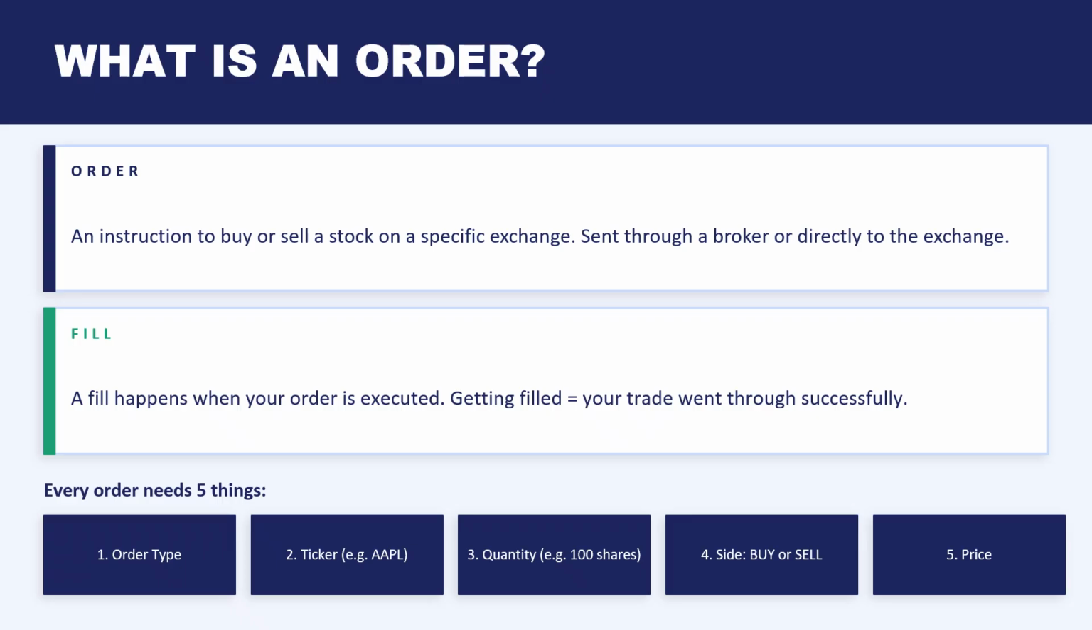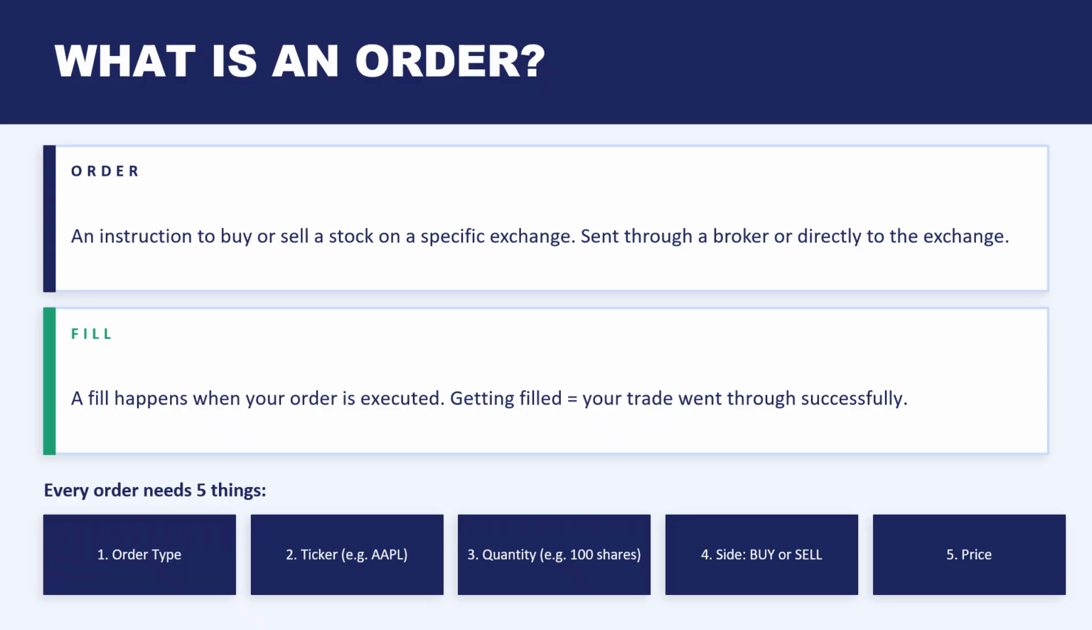So basically, in order to buy a stock, you've got to make instructions either to buy or sell a stock on the exchange. And when you put that order through your E-Trade or Fidelity account, it gets sent through a broker and then it goes to the exchange, and it's all based on the auction market. And when your order gets filled, it's executed, it went through successfully. So let's take a look at what you need in order to put your order in if you want to either buy or sell a stock.